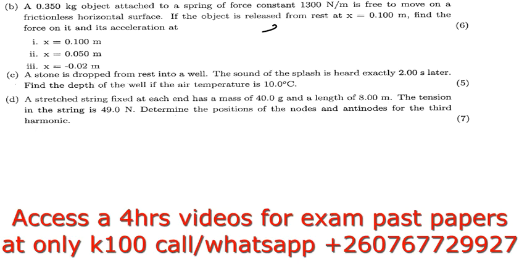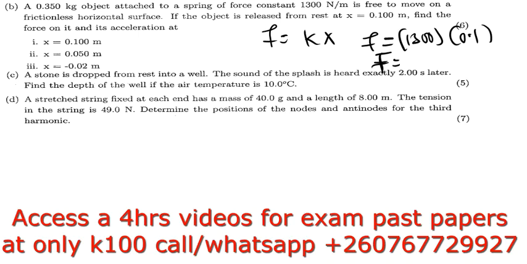Now, how do we find the force? We know that the resultant force is given by kx. In this case we are just finding the force, so it is okay not to include the negative. F is equal to k, the spring constant, which is 1300, times x, which for part 1 is 0.1. So my force is 1300 times 0.1, that is 130 newton.